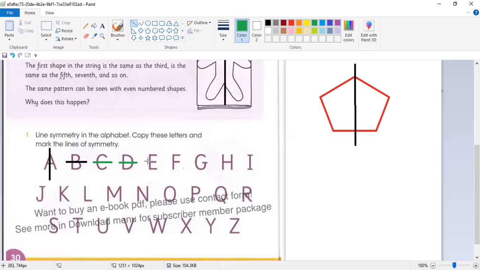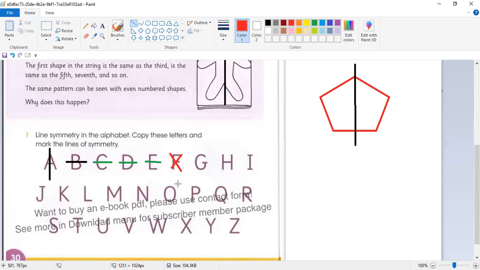Let's draw a line for E. You can cut E into two pieces. It is a symmetry. How about F? If you cut F here, this side or this side, it is not a symmetry. The things which are not symmetry, I will draw a red line on them. It means they are not symmetry. F is not a symmetry. You can take two color pencils, green and red, to show if the thing is symmetry or not.